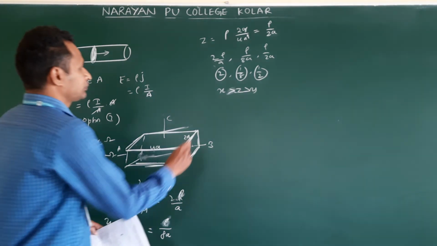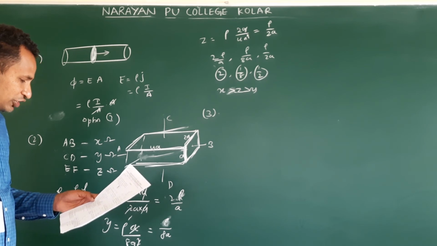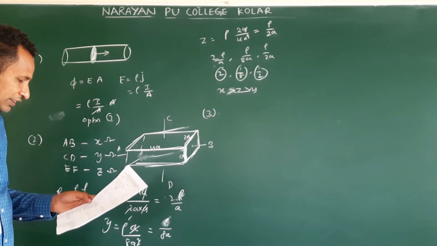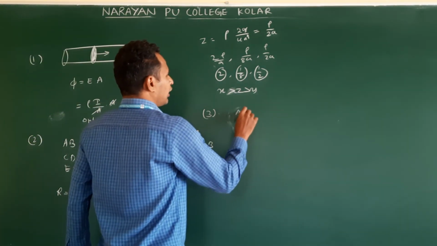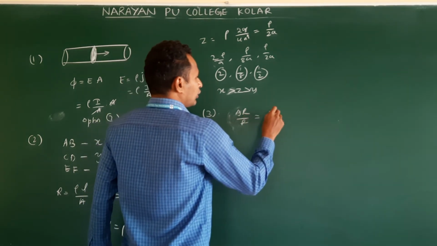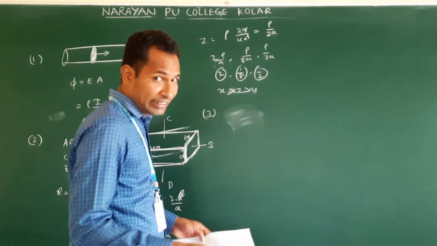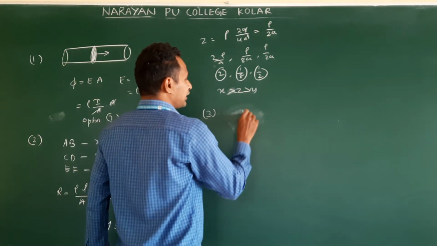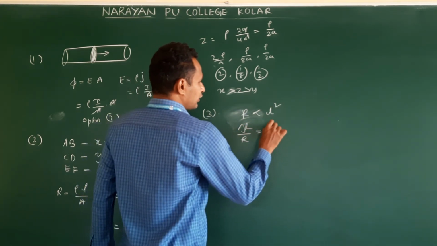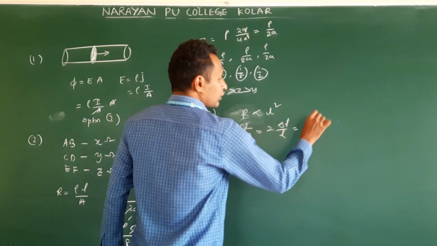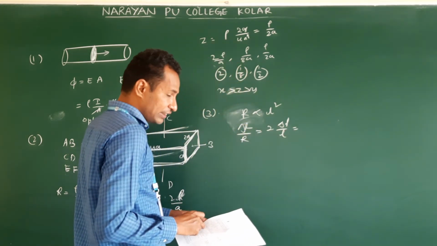Next, third one. The length of the resistance wire is increased by 10%. What is the corresponding change in the resistance of the wire? If you follow this one, delta R by R, according to the relation I mentioned, if the length is increased, elongated, R is directly proportional to L squared. If you follow this relation, delta R by R is equal to 2 into delta L by L.